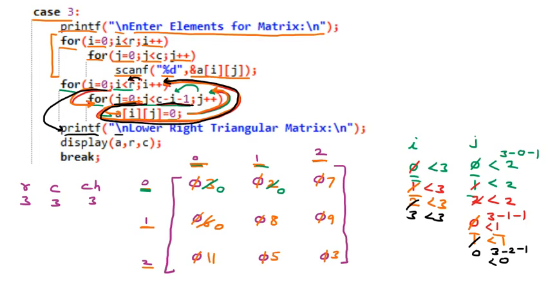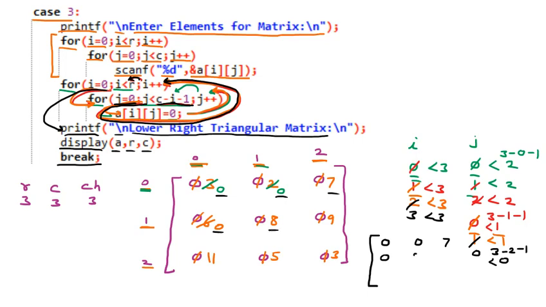Printf with \n for the new line, lower right triangular matrices. So on the user screen, it is going to display a message and call the function to display the array with rows and columns, and then break. So the answer of this on the user screen will be 0, 0, 7, 0, 8, 9, 11, 5, 3. So this one is the array which is on the user screen.